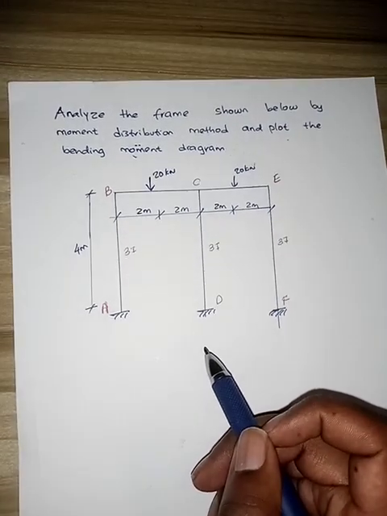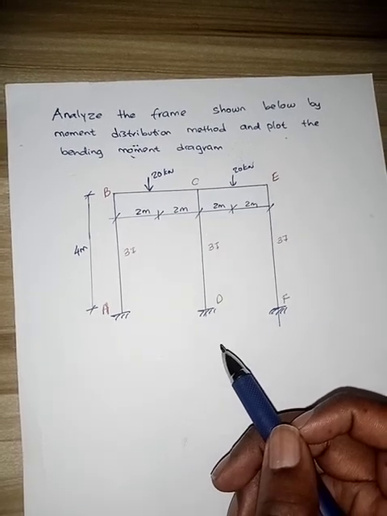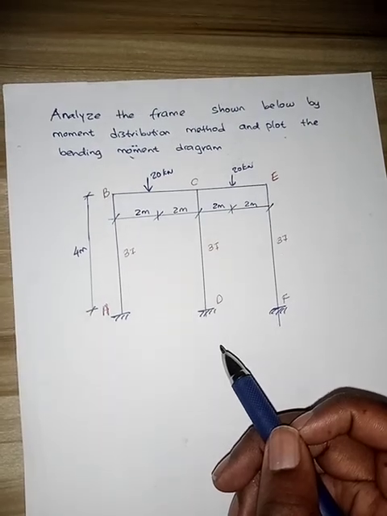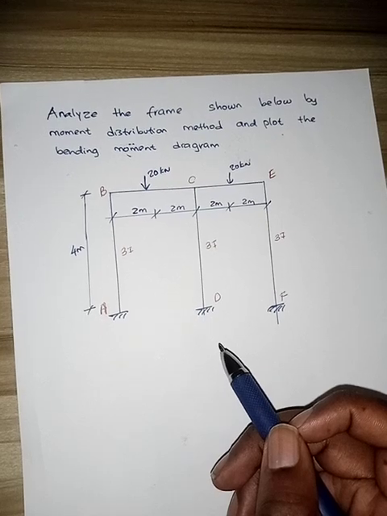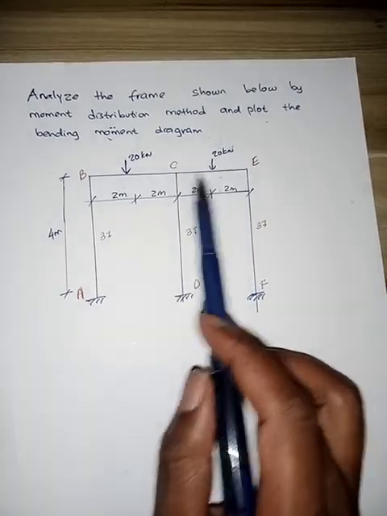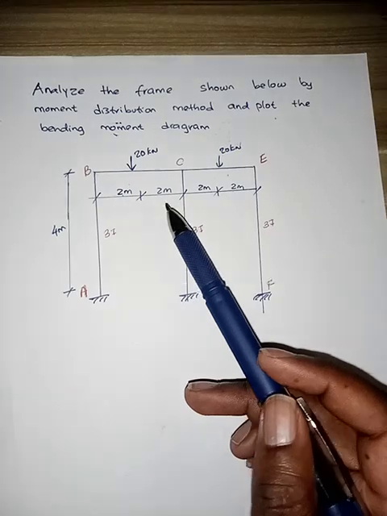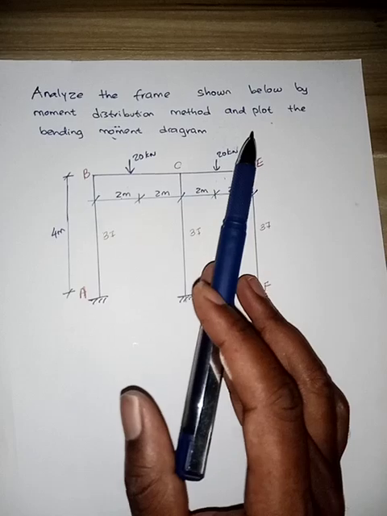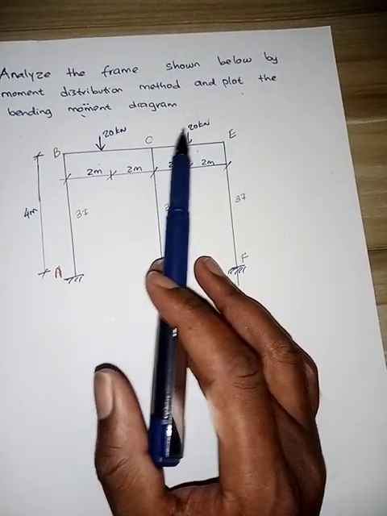So today I'm going to look at this question: analyze the frame shown below by moment distribution method and plot the bending moment diagram. Now the frame has two spans and 3 columns, sort of. It has a point load of 20 kilonewton for span BC and span CE.